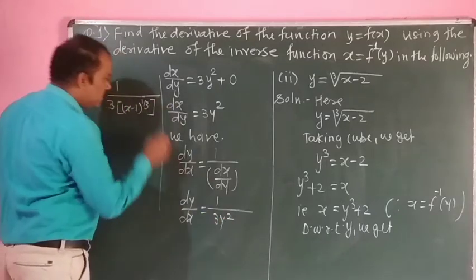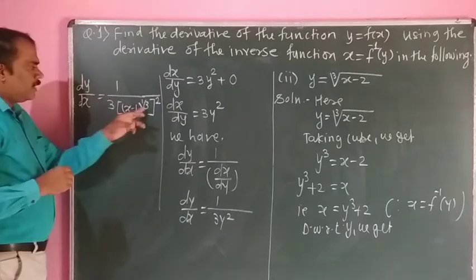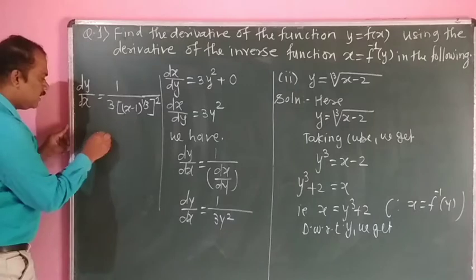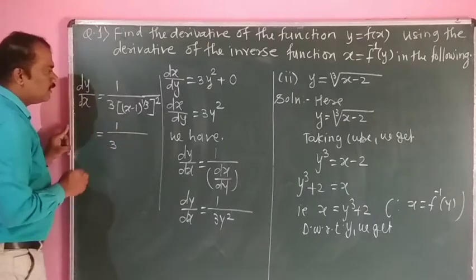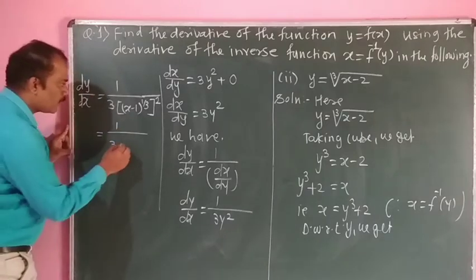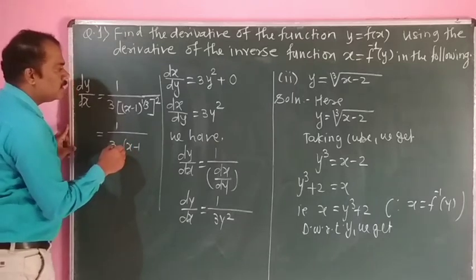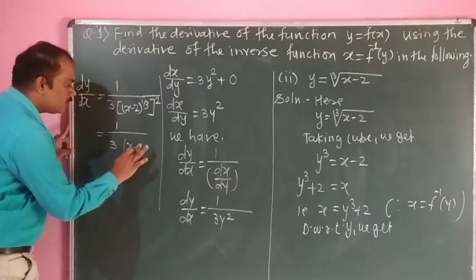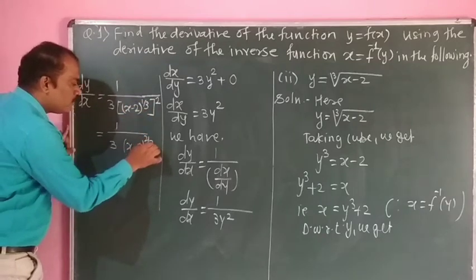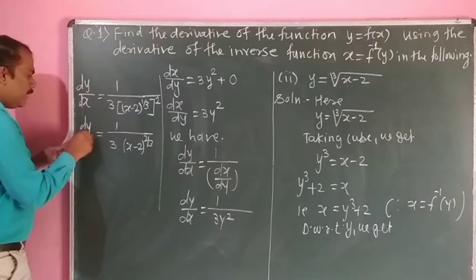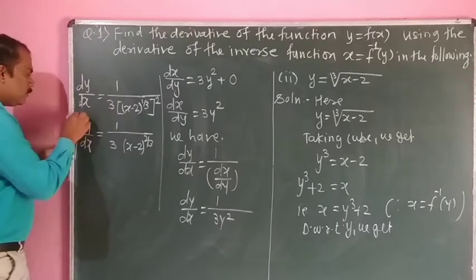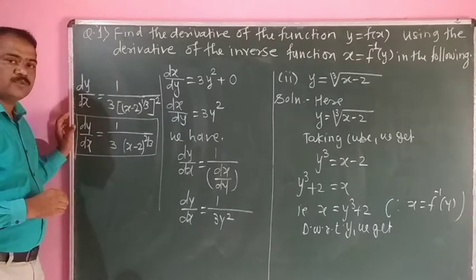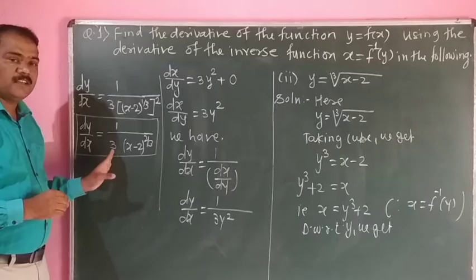Also, the square is there, so bracket squared. By using the laws of indices, 1 by 3 into 2 is nothing but 2 by 3. That is, 1 upon 3 times x minus 2 raised to 2 by 3. That is, dy by dx is equal to 1 upon 3 times x minus 2 raised to 2 by 3, which is the required answer.